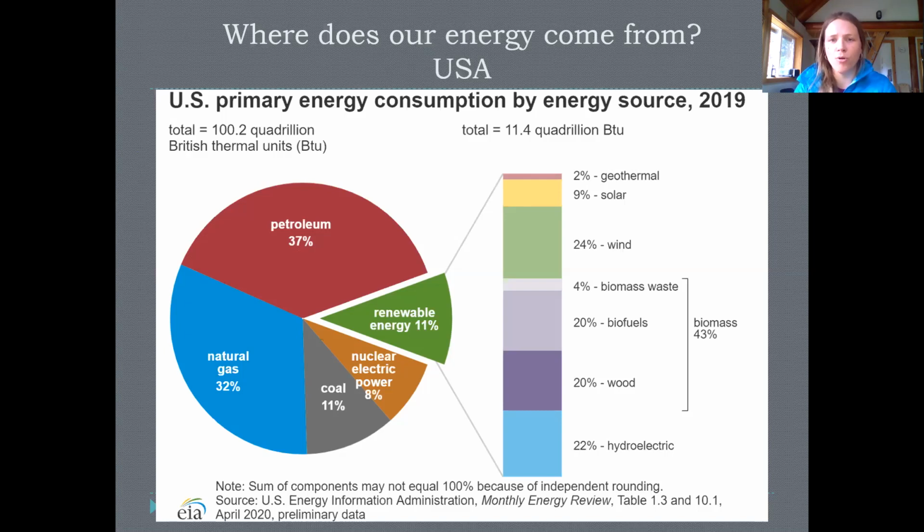So renewables include a lot of different types of energy: hydroelectric, like dams that create hydropower, burning wood or biofuels or biomass waste to produce electricity, or some biofuels are used kind of as petroleum additives or petroleum replacements, like a biodiesel type of thing. Wind, 24%, that's electricity producing, solar 9%, and geothermal 2%.